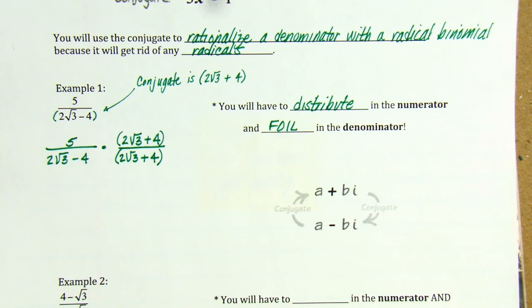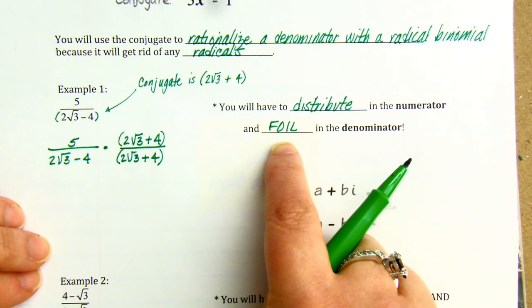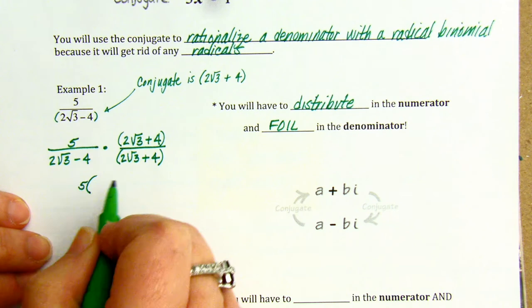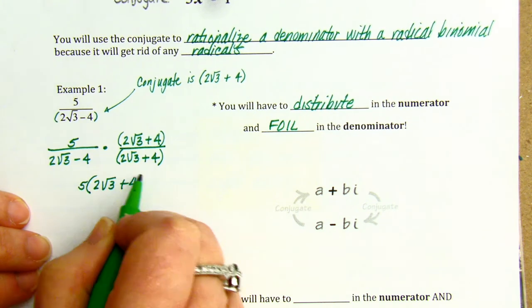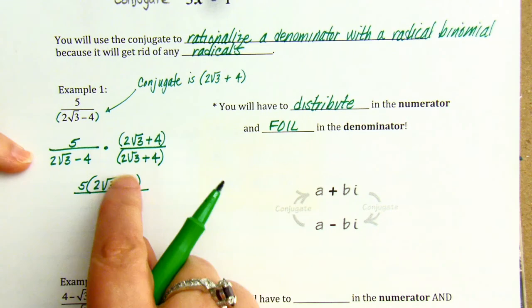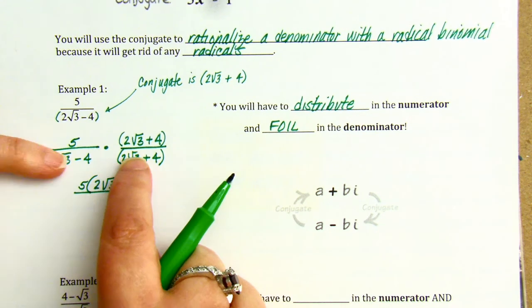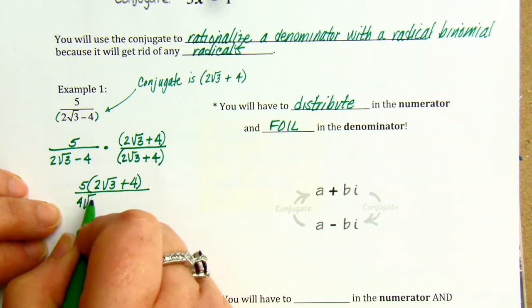So in the numerator, we say we're going to have to distribute, and in the denominator, we have to FOIL. So I'm going to hold off on the distributive property in the numerator for right now. I'm just going to write it as 5 times the quantity, 2 root 3 plus 4. But I'm going to FOIL right away in the denominator. Now remember, 2 times 2 is 4. Root 3 times root 3 is 9. So this becomes 4 times the square root of 9.